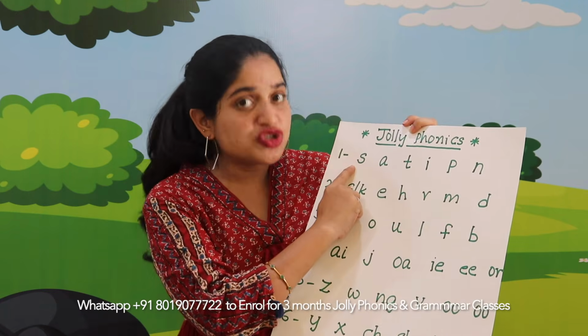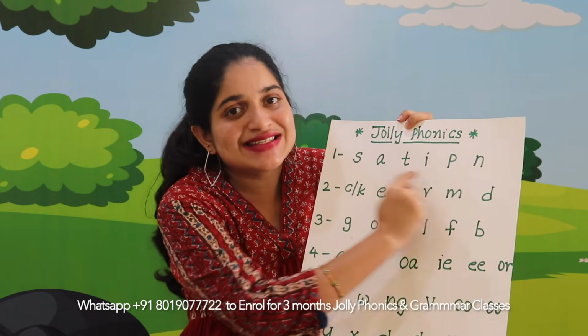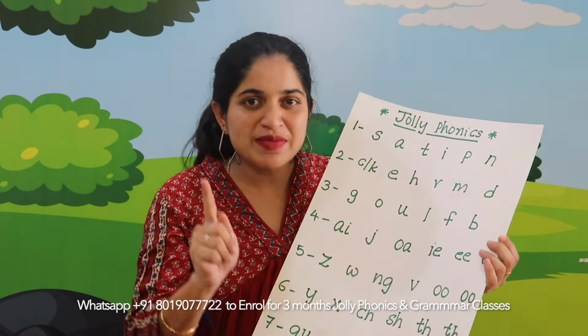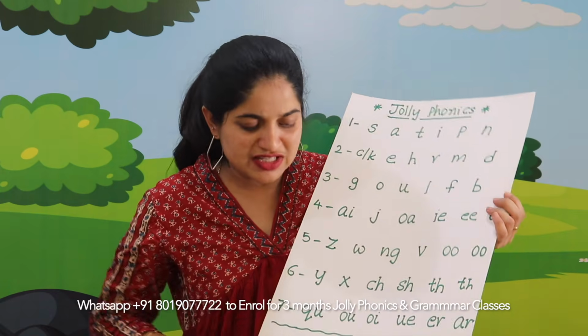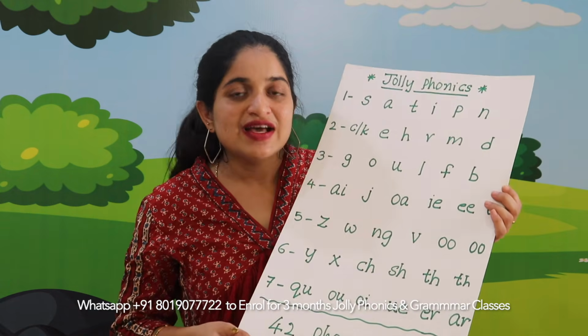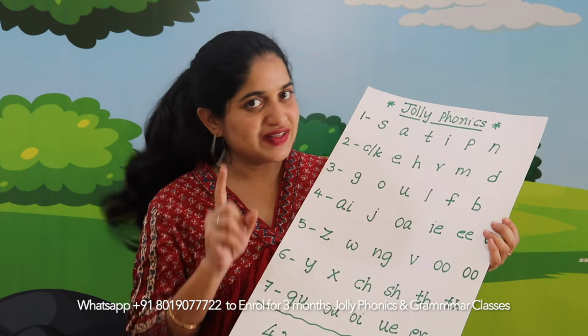How are we going to blend these 6 letters only? Remember the phonic sounds of all these 42 letters and then the action for each and every single letter.